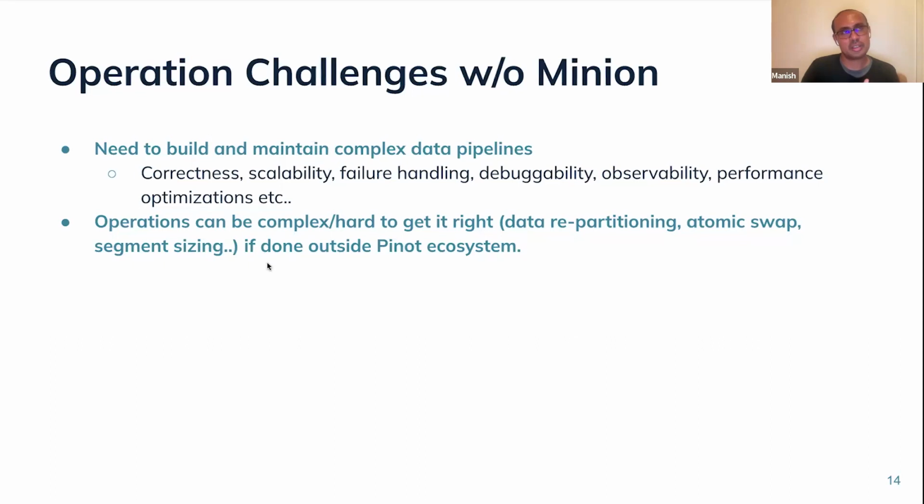And the other thing is also what I showed about reformat. Data reformat, at some point in time, you might have to do that. It depends on the use case and how your data is growing. So when you have to do that, these operations can be complex because you have to do repartitioning in a way that you don't disrupt production traffic, right? So if it is done outside the ecosystem, that is also a complex operation. So broadly, these are some challenges if you don't use Minion. I haven't actually gone to the Minion part yet, but this is normally how you do it.